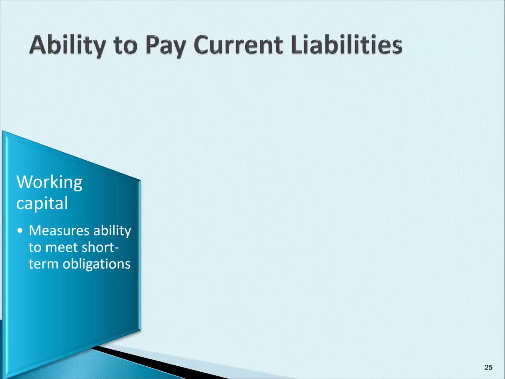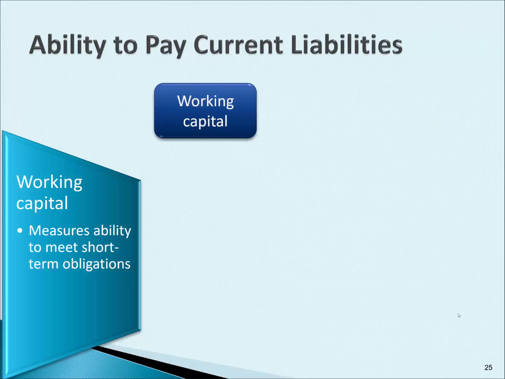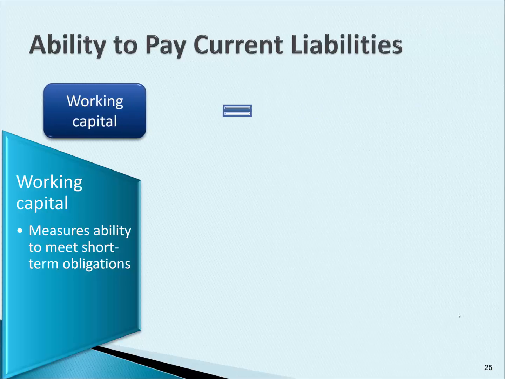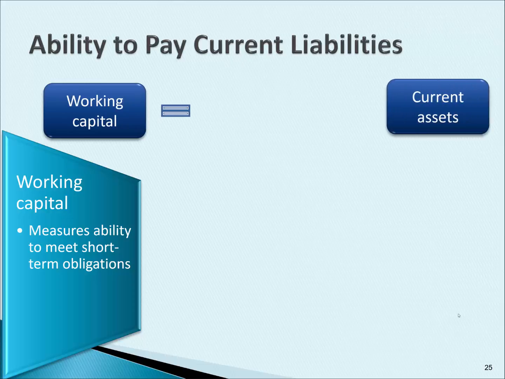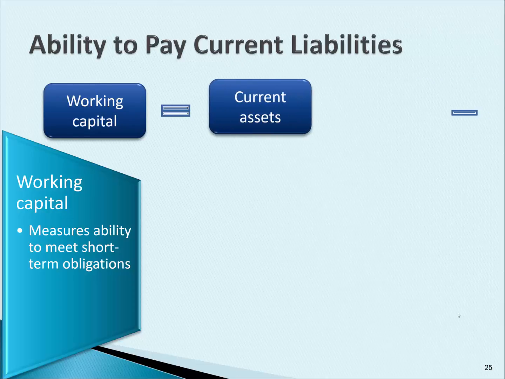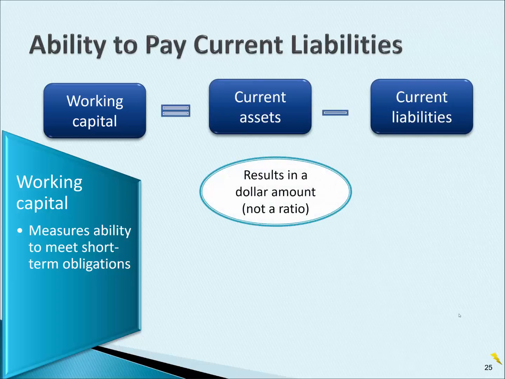So working capital measures the ability to meet short-term obligations. The formula is you're going to subtract current liabilities from current assets. This will result in a dollar amount, such as $50,000. So it's not going to provide you with a ratio.